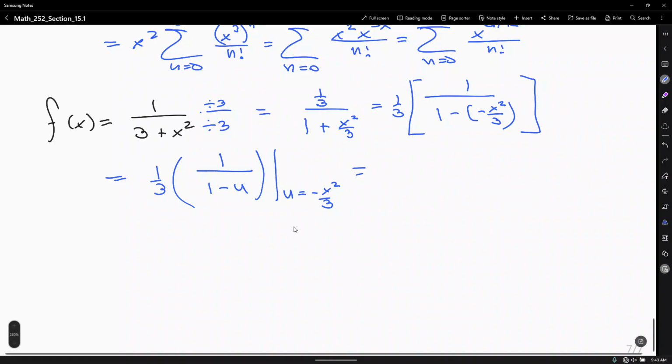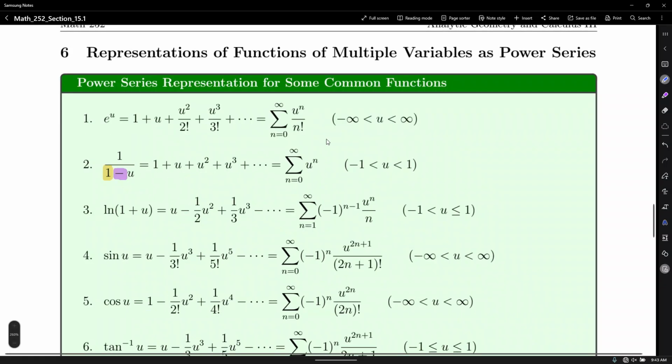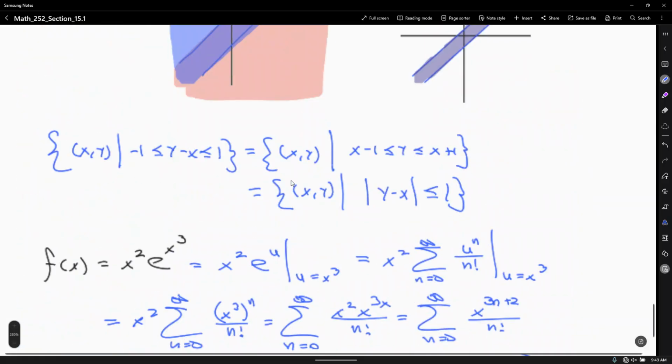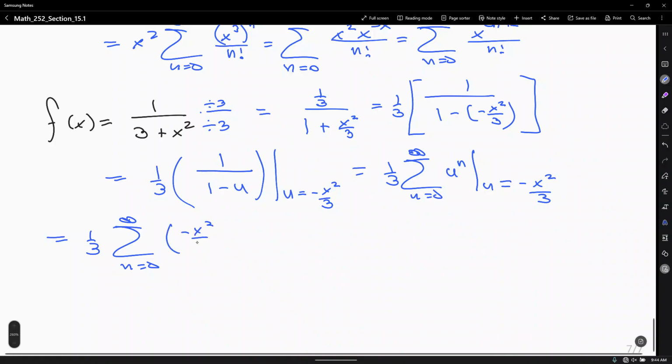Okay? Let me go back to this real quick. I don't want to make any silly mistakes. Yes, simply u to the n, right? So that is 1/3 sigma n equals 0 to infinity u to the n for u equals negative x squared over 3. Okay? And let's back substitute for u. 1/3 sigma n equals 0 to infinity u to the n, well, in this case, negative x squared over 3, quantity to the n.